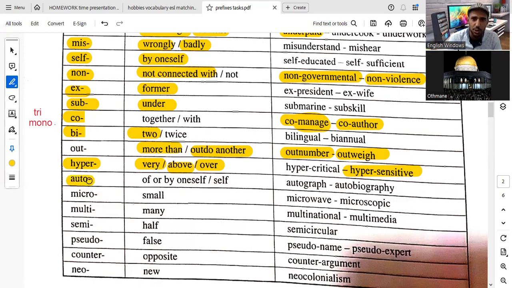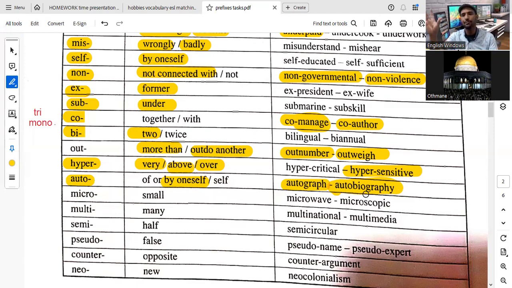Auto, when you find auto, in Arabic it means automatic, as we say automatic. Auto means by oneself. Just like autograph, just like autobiography. This is an autobiography: I write about myself, my life and so on.